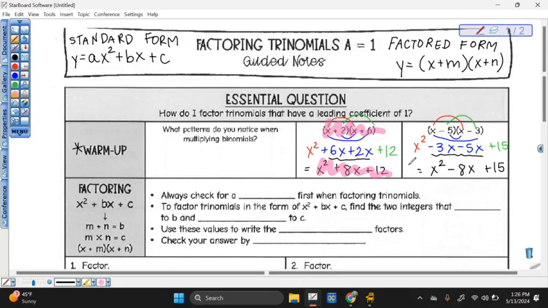Before we start doing that, I want to look at some patterns here. So tell me, how did we get to x squared? Where did this first term come from? Multiplying two x's, right? It was my first term times my first term. First times first. And where did I get my last term from? Where did I get this 12 from or the 15 from? Exactly, it was my last term times my last term.